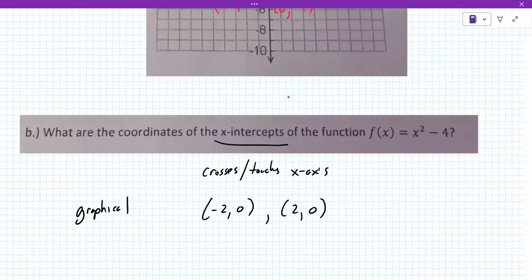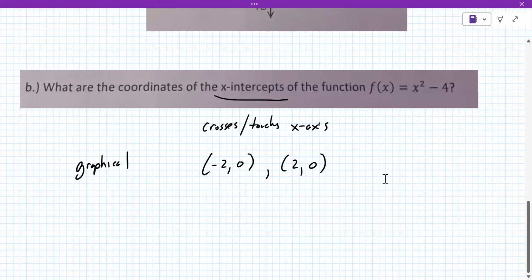It's like if you have the graph, maybe you're at the orthodontist. Sorry, I keep saying dentist. But if you were to go to the dentist, they take X-rays. They have a picture to look at. There's also other ways to do it. The other way to do it here is to set x squared minus 4 equal to 0, and then solve for x.